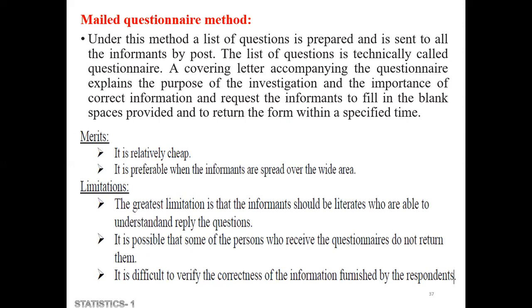So what are the merits of this mailed questionnaire? It's relatively very cheap, and preferable when the informants are spread over a wide area. If I want to collect some information from respondents who are in another country, I can use the mailed questionnaire method to collect the data.